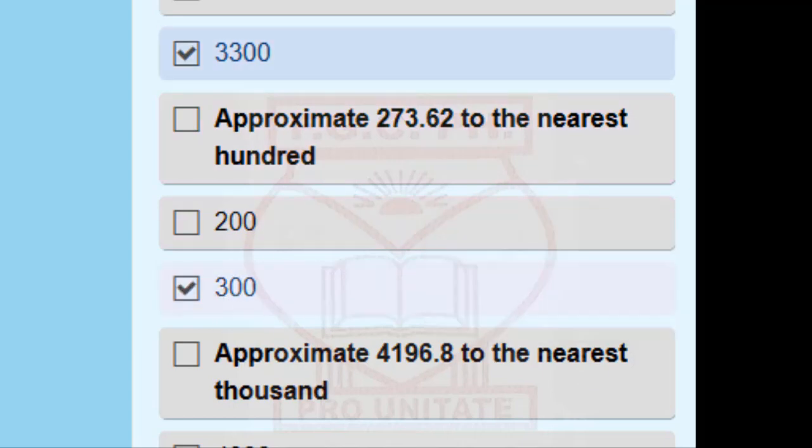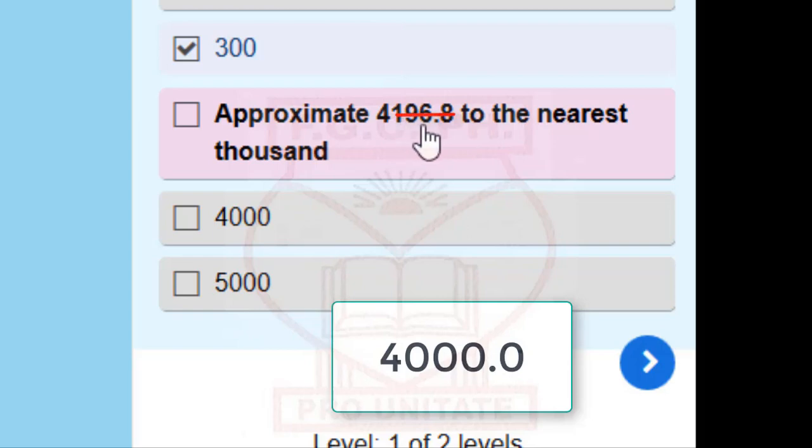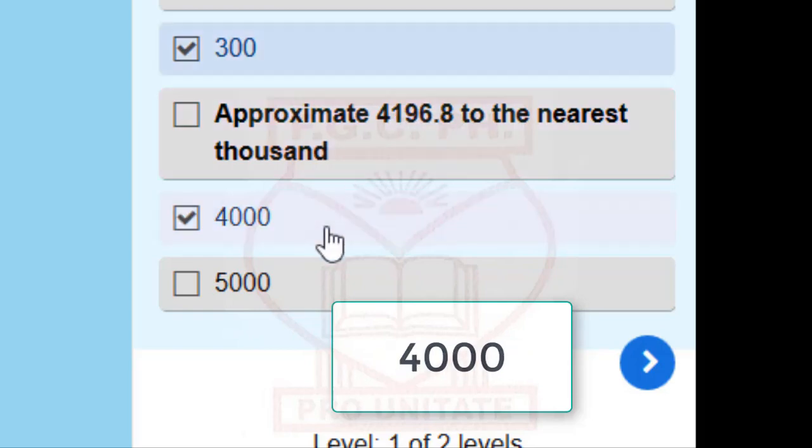And finally, number 5, we have this question: approximate 4196.8 to the nearest 1000. Of course, the 1000 digit is 4, and we are going to round down 1, and 1 becomes 000.0. So we have 4000.0, which is 4000.